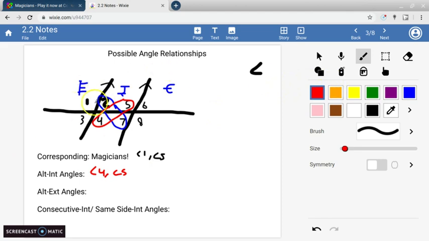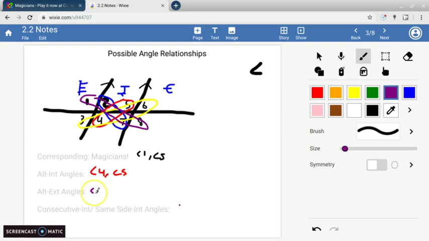Alternate exterior means the complete opposite. The exterior angles are 1, 3, 6, and 8, and which ones are across from each other just like that. So 3 and 6, and then 1 and 8. We can just use an example of 1 and 8.